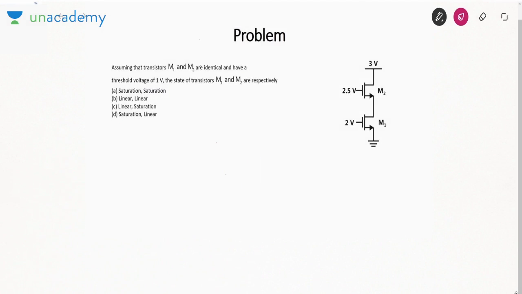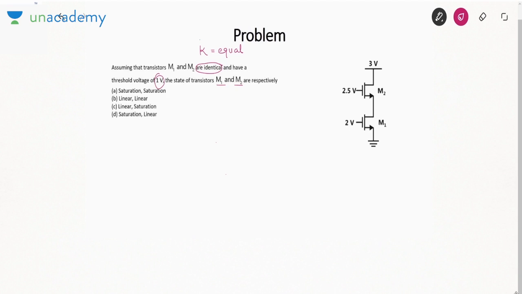The next problem. It says assume that the transistors M1 and M2 are identical. Identical means their K value will be the same. K means mu n COX W by L. And have a threshold voltage of 1 volt. We need to find their operating state: saturation, saturation, linear, saturation, that sort of thing. Okay, so let us examine this circuit.